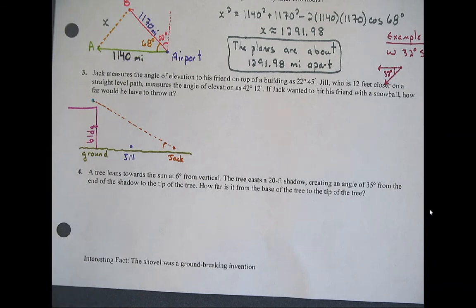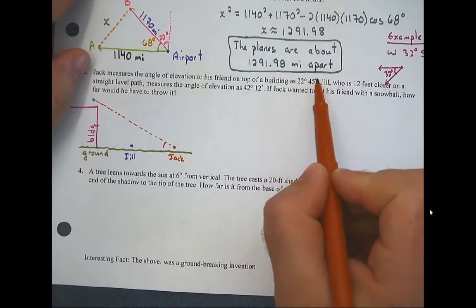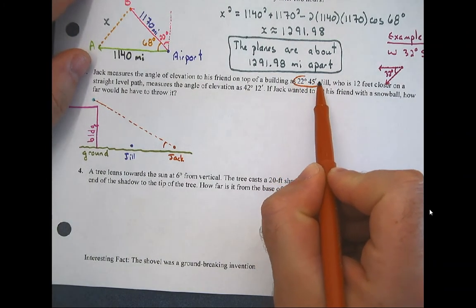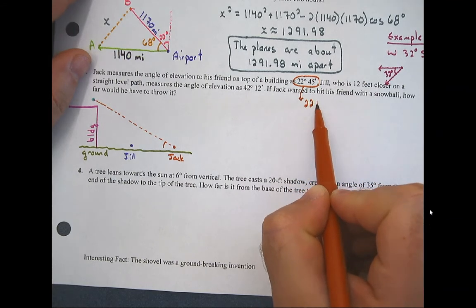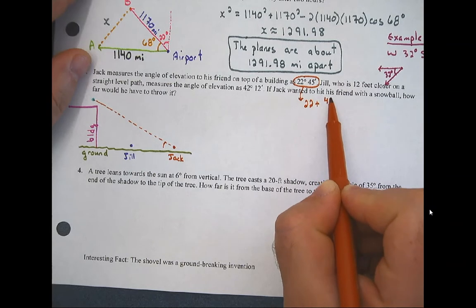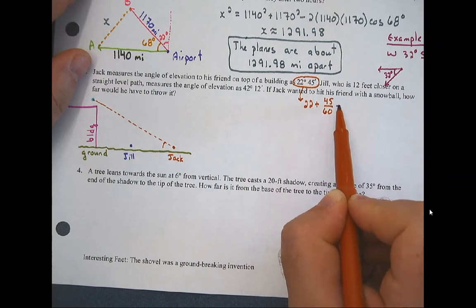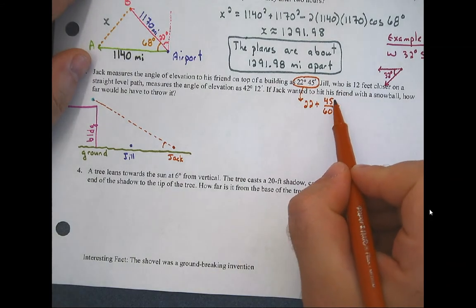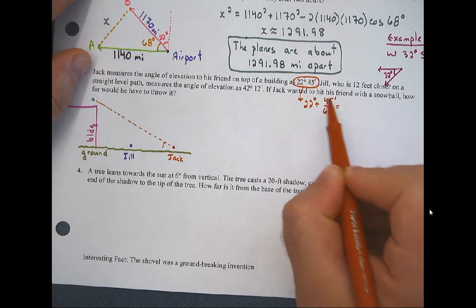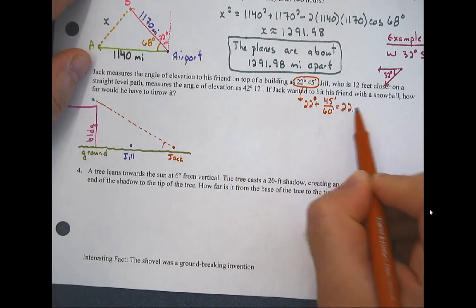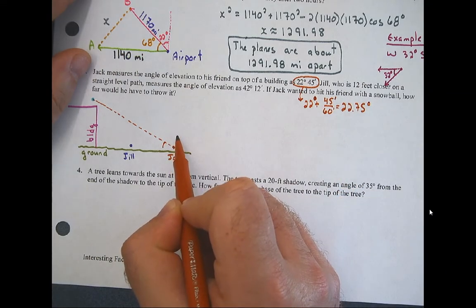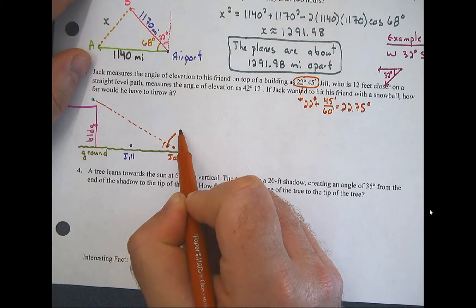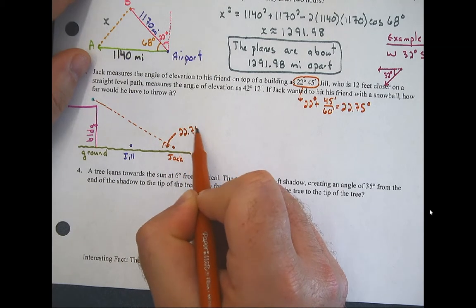So that angle of elevation is given to us in that weird sort of format where they tell us the minutes. So let me just do a quick review of how to handle minutes. That would be the same as 22 plus 45 minutes is out of an hour, and there's 60 minutes in an hour. So 22 degrees plus 45 out of 60 minutes, we would get 22.75 degrees. So Jack is operating at an angle of 22.75 degrees.